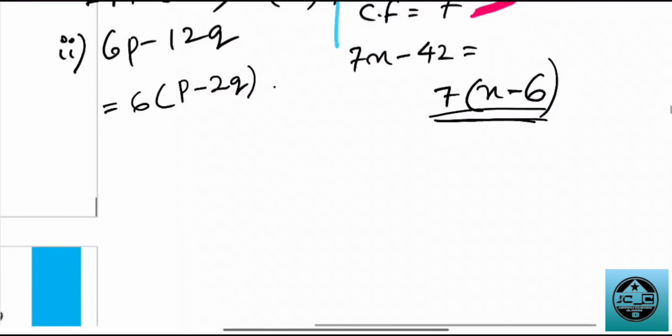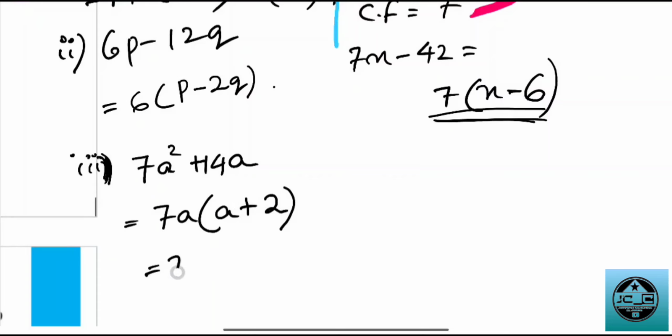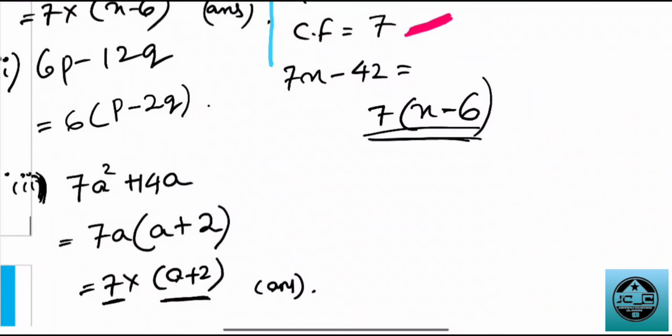What do we have here? 7a square plus 14a. What is the common factor here? 7a. By taking 7a common, here we have a and here we have 2. So 7a into a plus 2. 7 is a factor, a plus 2 is a factor. This is the final answer, right? Now let's move to the fourth one.